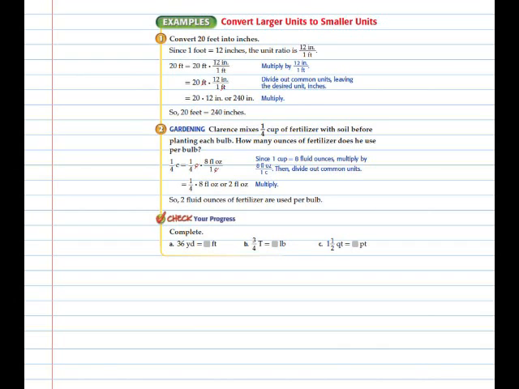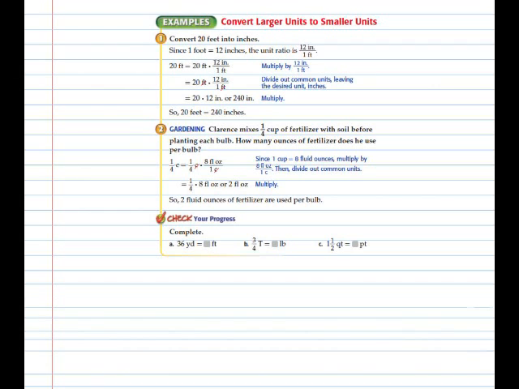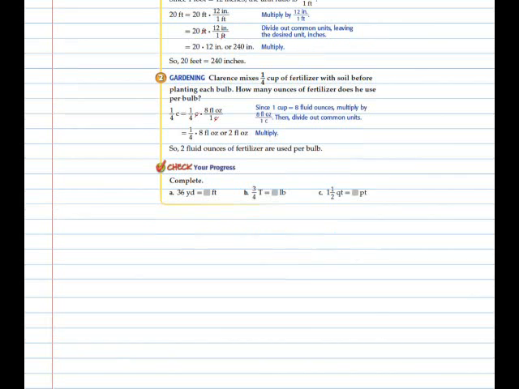In example 2, Clarence mixes 1/4 cup of fertilizer with soil before planting each bulb. How many ounces of fertilizer does he use per bulb? Well, I use a unit ratio of 8 fluid ounces per 1 cup. I divide out the common units. I multiply 1/4 times 8, which gives me 2 fluid ounces as my conversion. So 2 fluid ounces of fertilizer are used per bulb.